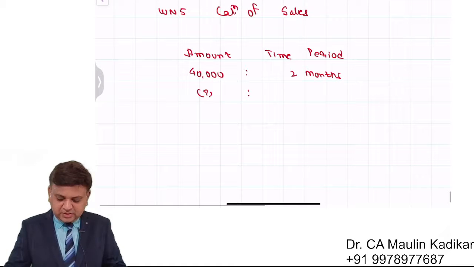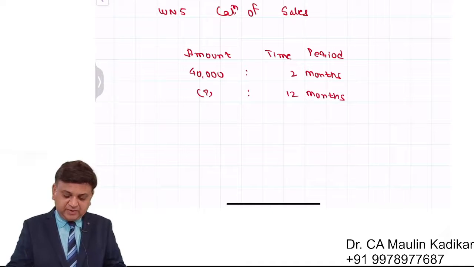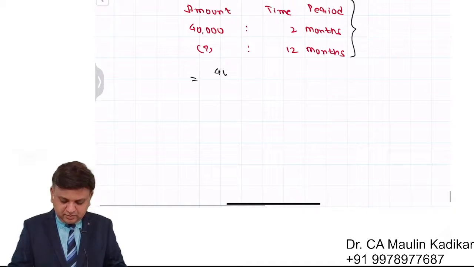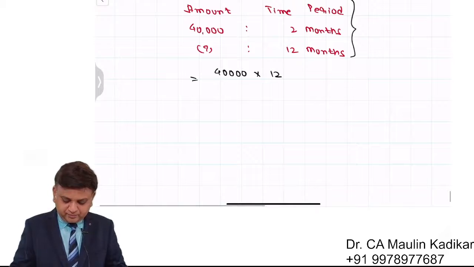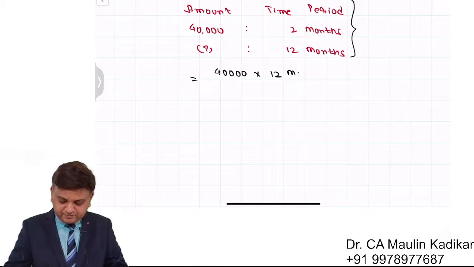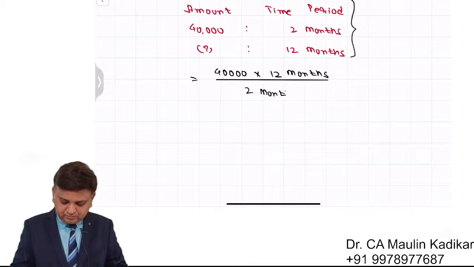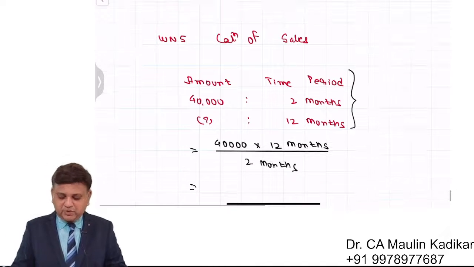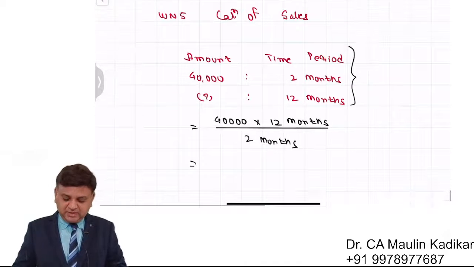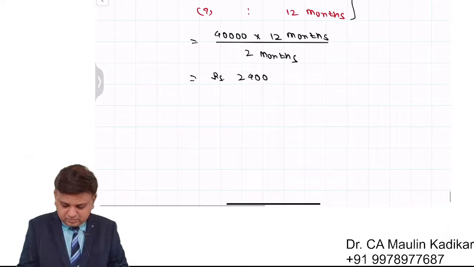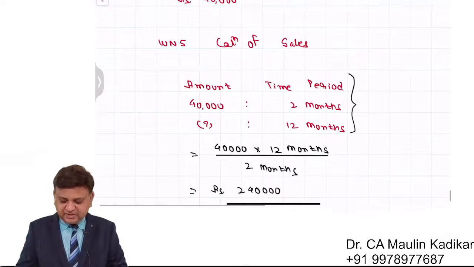2 months credit sales is 40,000 rupees. So what would be the sales of the entire 12 months? That is what we are required to calculate. So the answer would be 40,000 into 12 months divided by 2 months. So 40,000 into 6, that comes to 2,40,000. That is the way the sales is calculated.